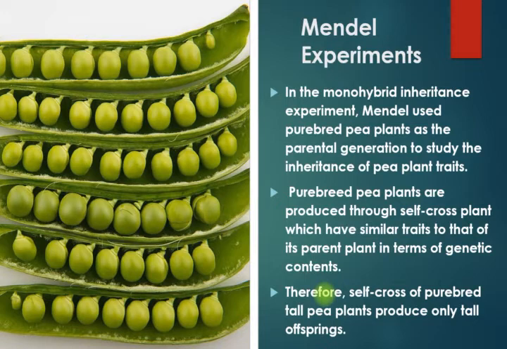That is the meaning of purebred plants, whereby they are produced by the self-cross of plants that have a similar trait. If tall is crossed with tall, the offspring will also have the tall characteristic. That is what purebred refers to.